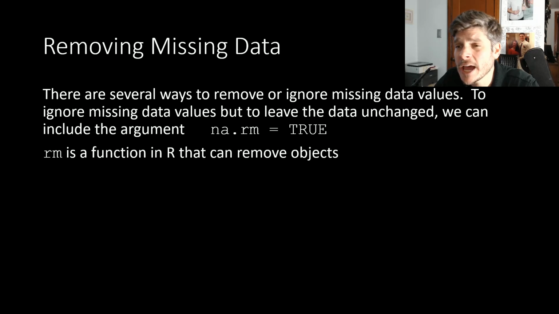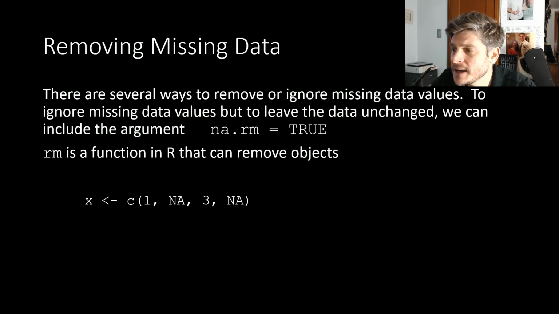So rm is a function that removes objects, rm for remove. So when I have na.rm, it says remove the NAs. But again, we have to set that argument to either true or false. We have to tell my function, do I want to remove all of the missing data or not? So again, let's take a look.